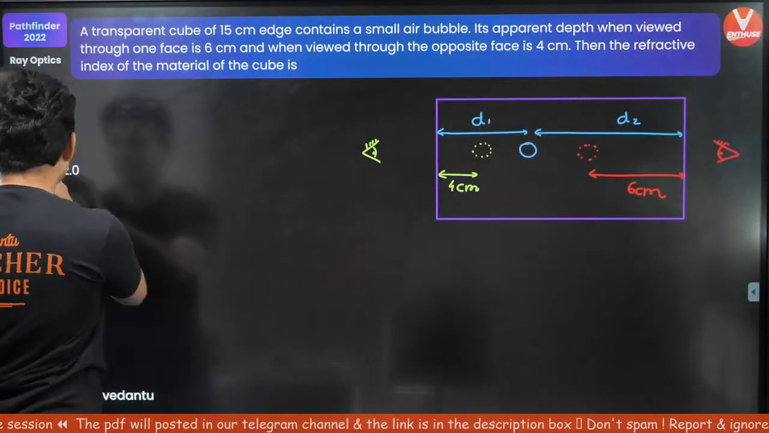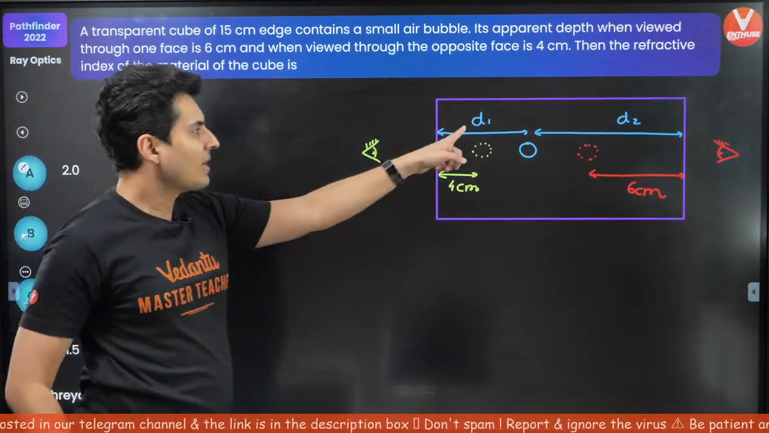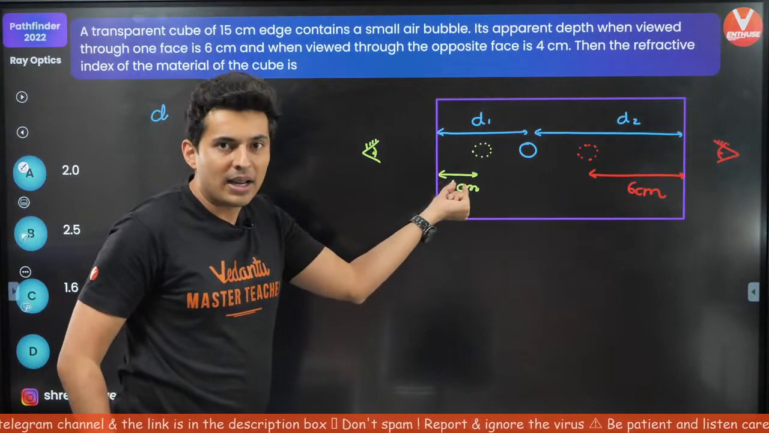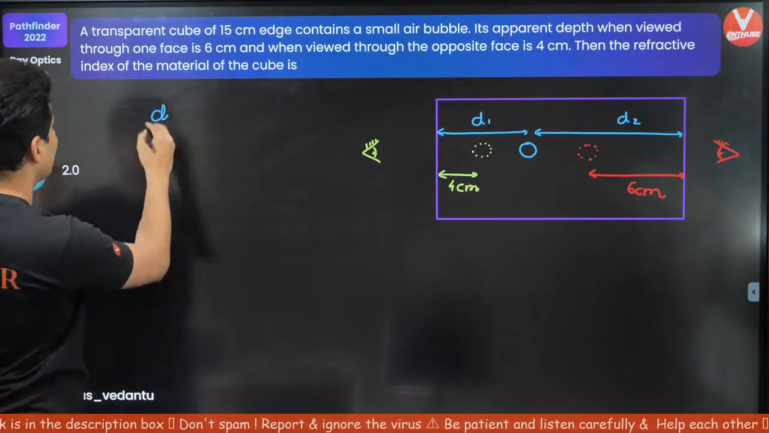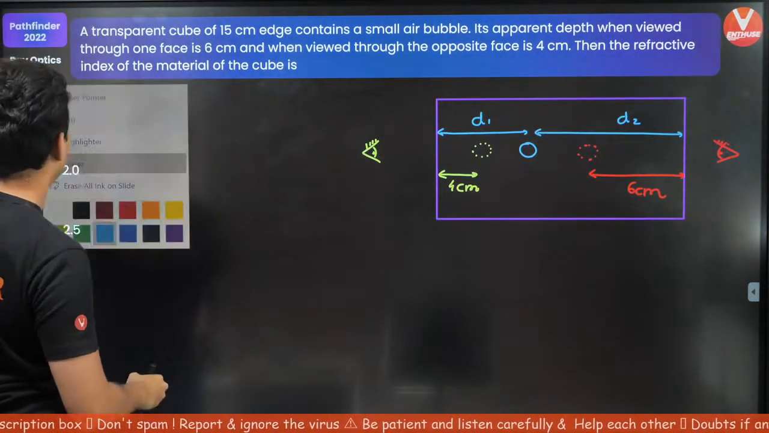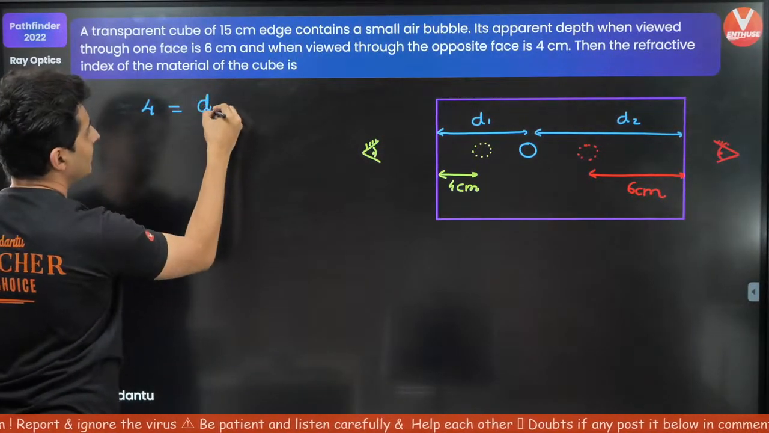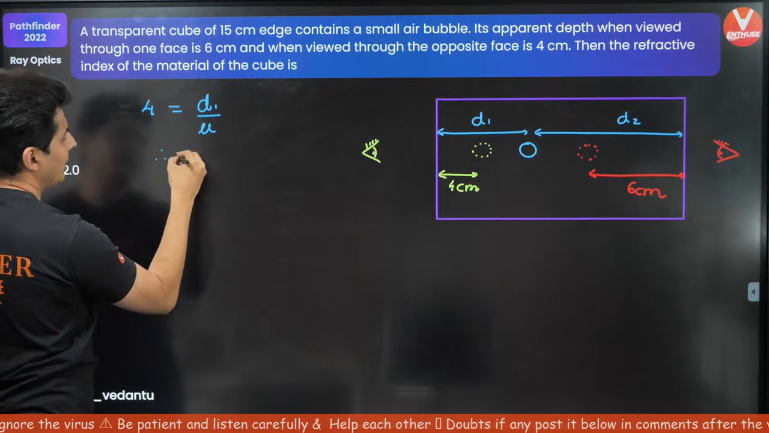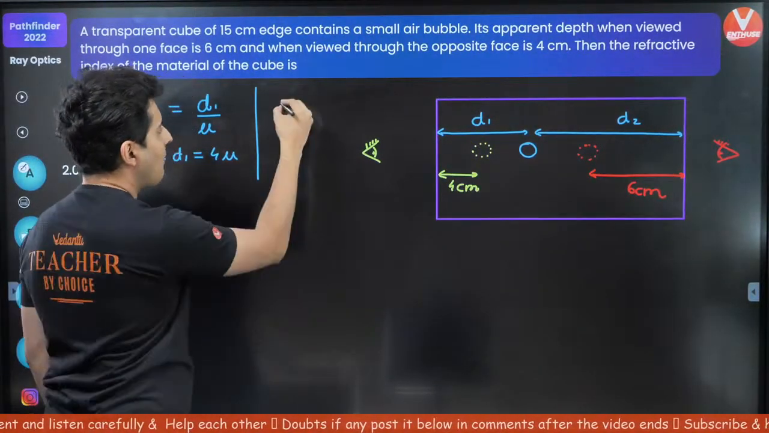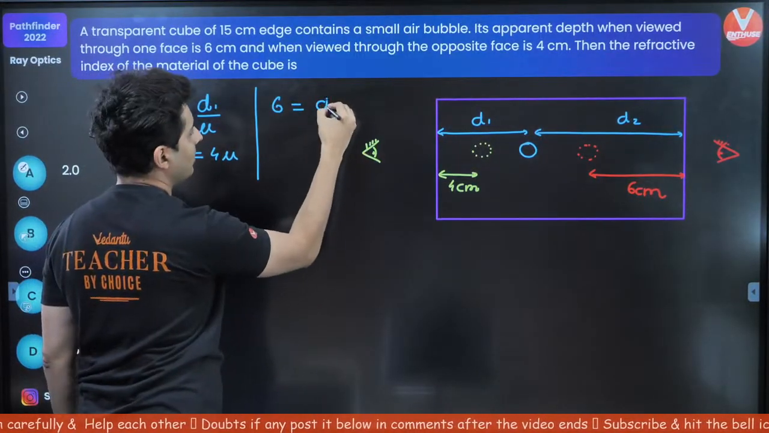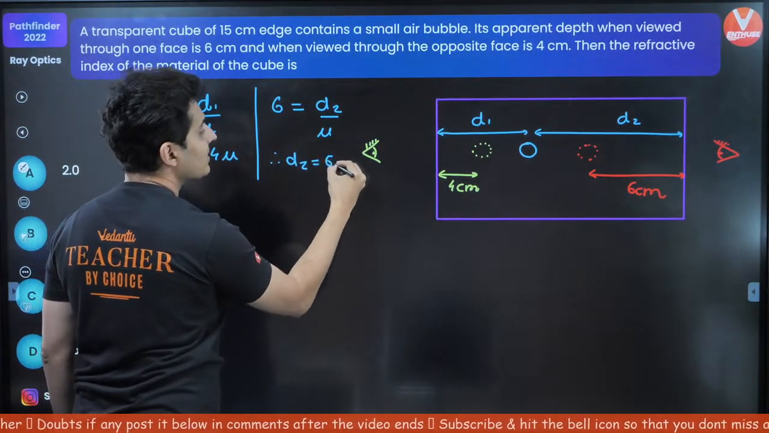It is very obvious. Think carefully. What will be D1? D1 is the actual depth. This is the apparent depth. These are depths. Can I not say, my warriors, that apparent depth 4 is actual depth divided by mu? So therefore, D1 is equal to 4 mu. Similarly, from there, apparent depth 6 is actual depth D2 divided by mu. So therefore D2 is equal to 6 mu.